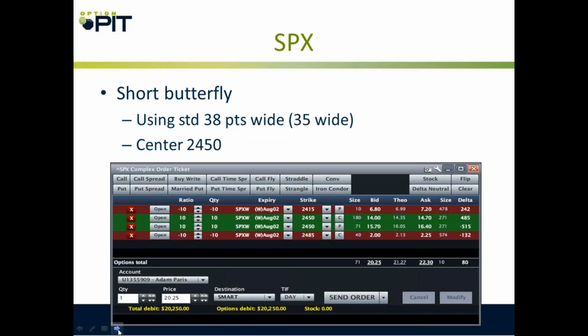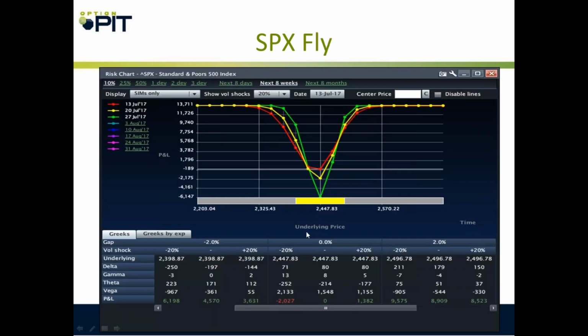Now here's the other one I like. So if I use standard deviation, on August 2, it tells me I want my wings 38 points wide. So that would mean I'd set my wings 35 because I cheat in. And I can set up a 35 point wide butterfly, and I pay about $21 for it. Again, a little more vol, a little more cost, but I don't need a lot of movement, and especially over the next couple of days, to do extremely well.